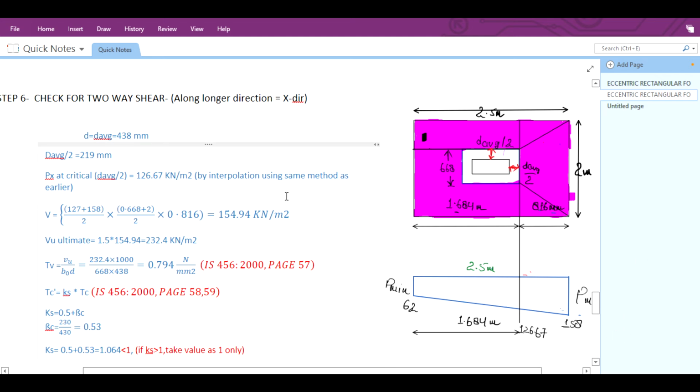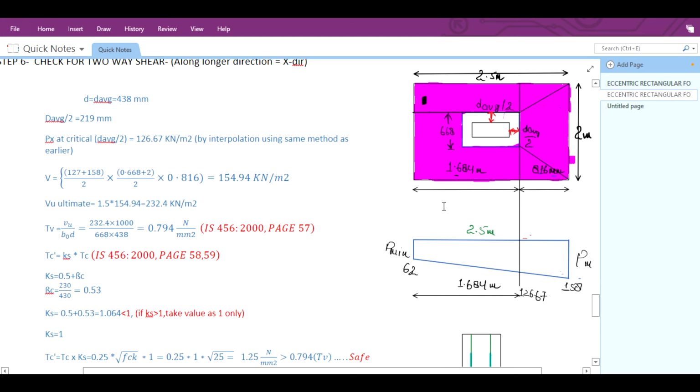So using the same method of interpolation as we have done earlier, our px at critical will be 126.67. So your v will be 127. You can also use 126.67, it was in points, so I am directly writing 127 plus 158 by 2, that is the average of that, multiplied by 0.668 plus 2. What is 0.668?